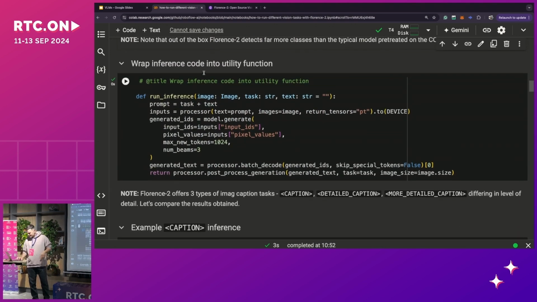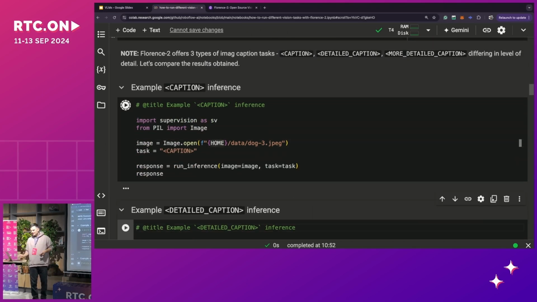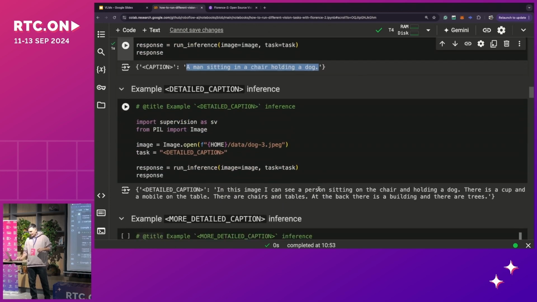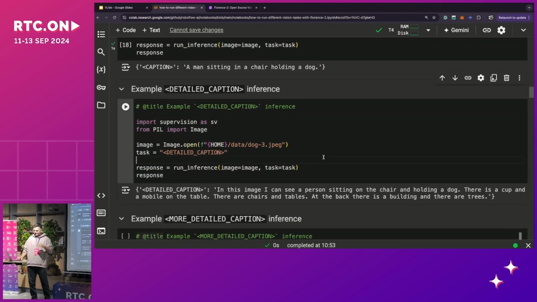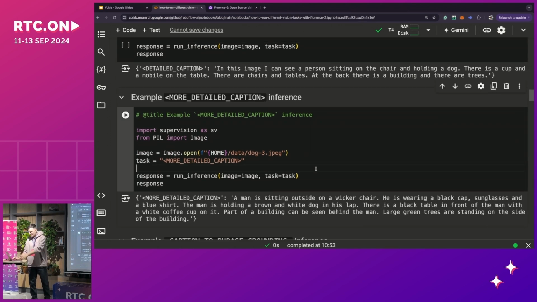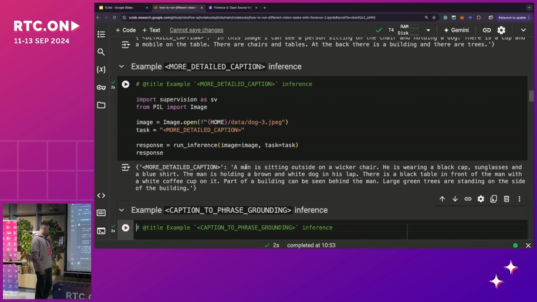But of course, that's not enough. Let me just run the utility cell. It offers captioning in 3 different sizes, or maybe precision levels. So captioning is pretty much a single sentence explanation of what you see in the image. But you also have detailed and more detailed, very nice names. So over here, if you run more detailed captioning, you will get quite a detailed explanation: a man sitting outside on a bigger chair. He's wearing a black cap, sunglasses, a blue shirt. Yeah, so it matches what is happening.